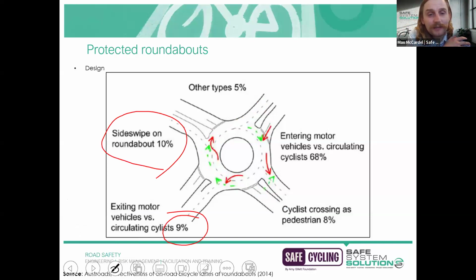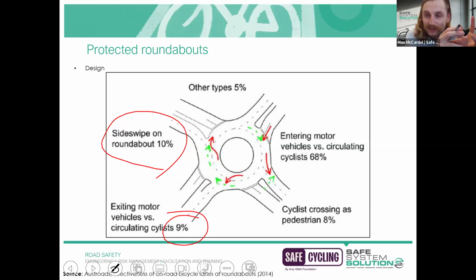10% side swipe within the roundabout. So that's just a motor vehicle failing to stay within their traffic lane and colliding with a bike rider there. So about 1 in 10 crashes related to that.